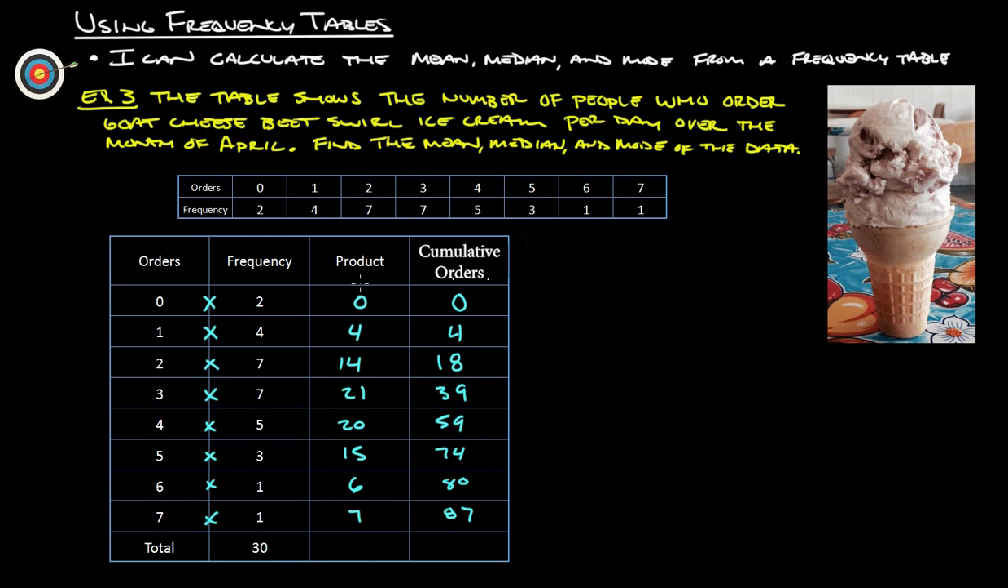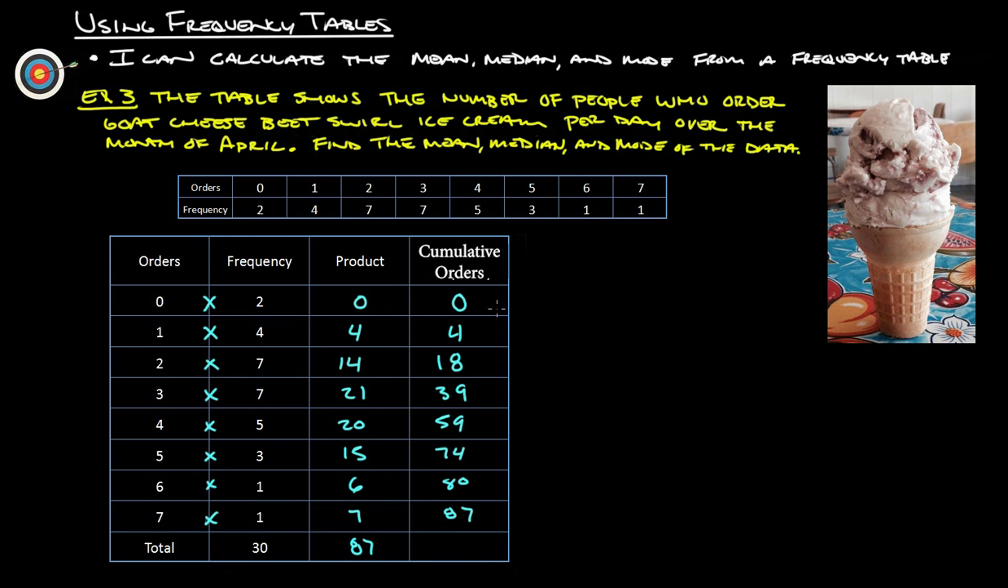And then here's our product. Total number of orders, guess what, is going to be this 87 right here. And then this cumulative frequency, this isn't really going to be terribly helpful there, but figuring out this cumulative frequency is going to help us figure out that total product number there.